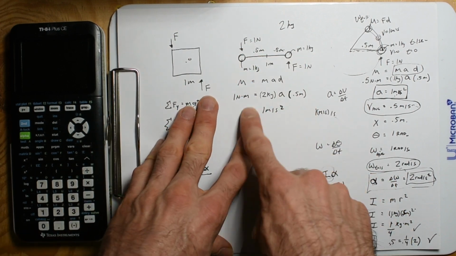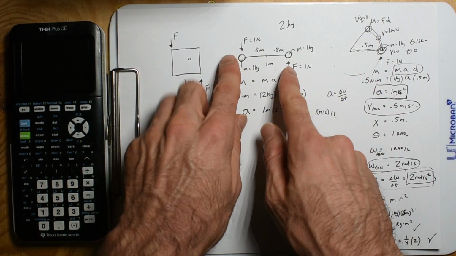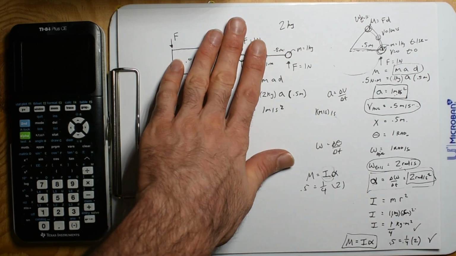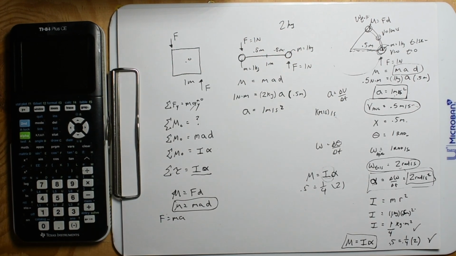So anyway, it's going to be the same acceleration. That's why we take the problem from here. You're going to have the same acceleration on either of these masses. That's why you can cut it into half.